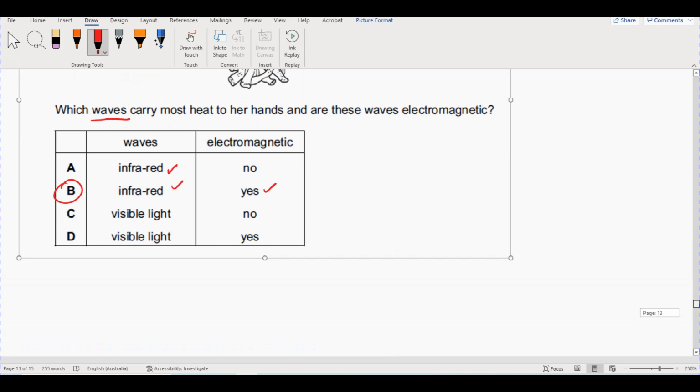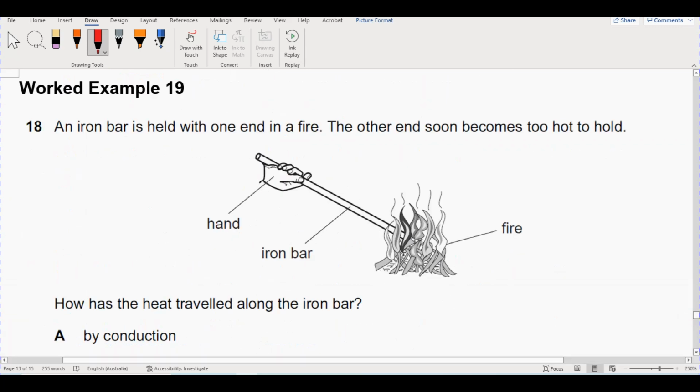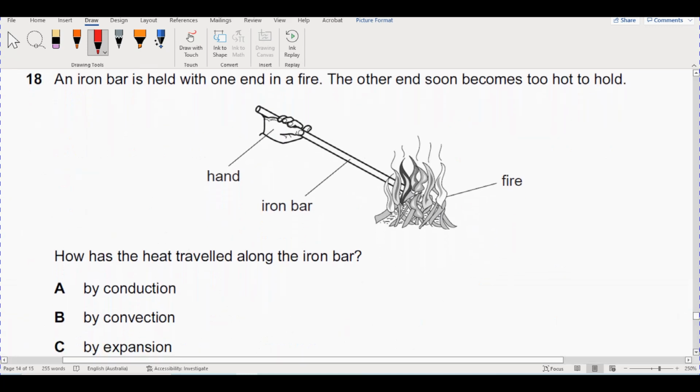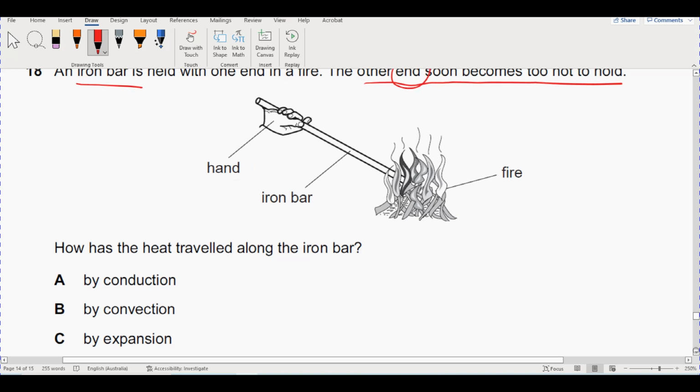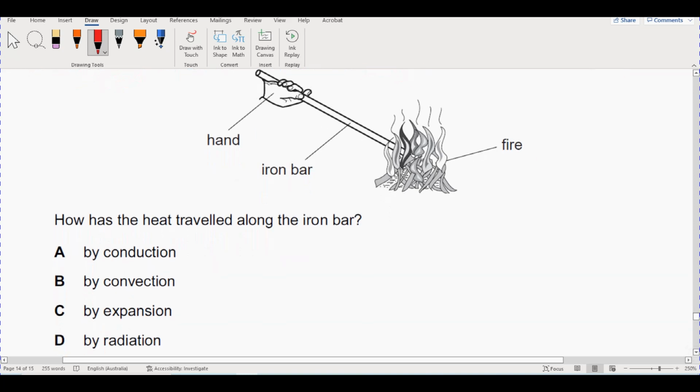All right, so another barbecue. An iron bar is held with one end in fire and the other end soon becomes too hot to hold. The other end. So that's an iron bar. So we understand the direction of heat transfer this way.